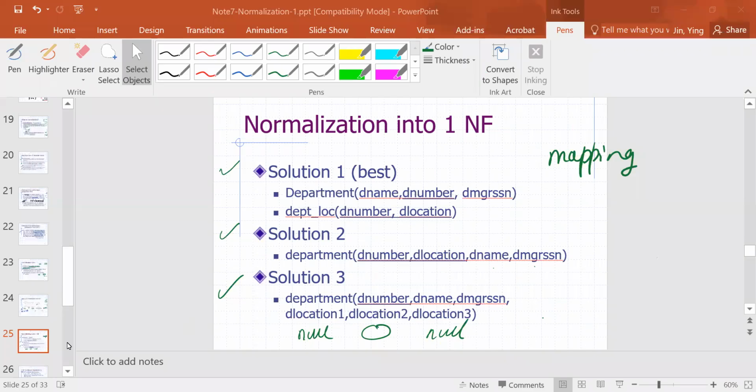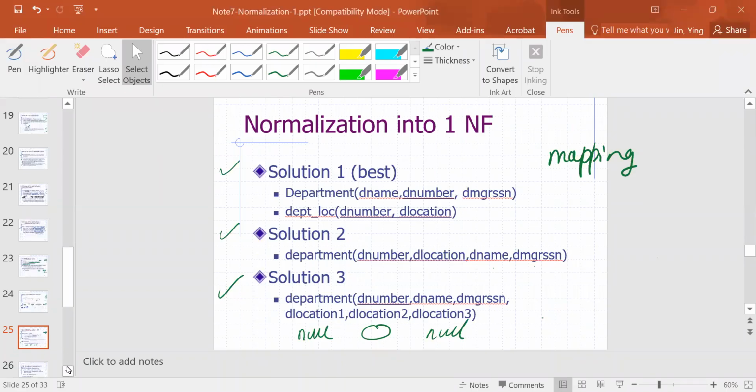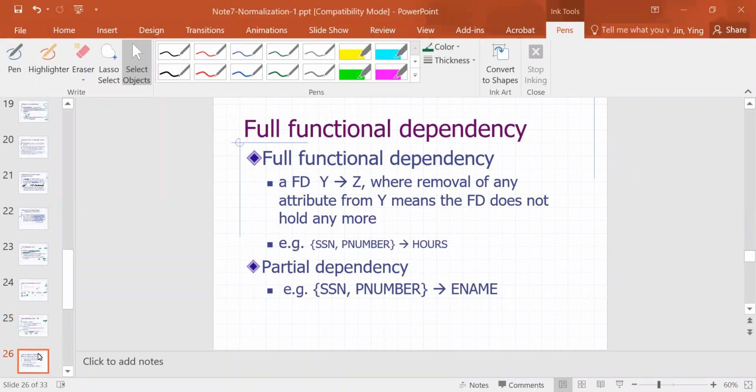Okay, so last class we finished first normal form, and now we can move on to second normal form. Before second normal form, I want to introduce one more definition: full functional dependency. So what is full functional dependency? For a functional dependency Y to Z, when we remove any attribute from Y, the functional dependency does not hold anymore.